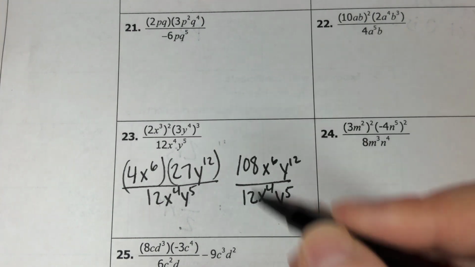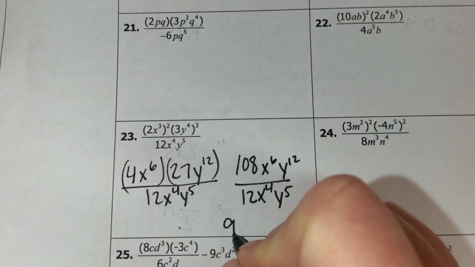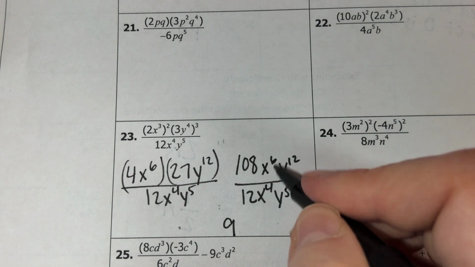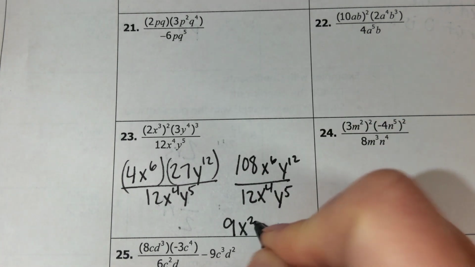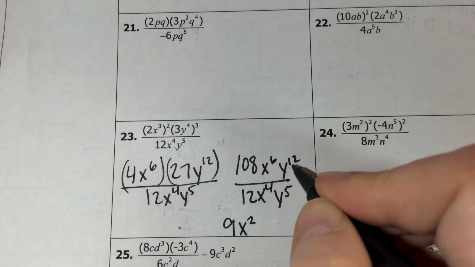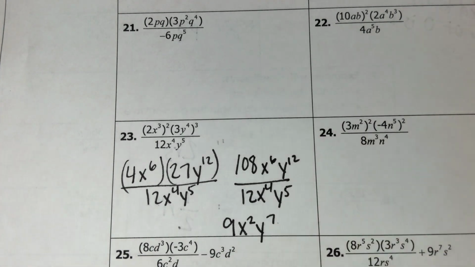So now we can do the division. So 108 divided by 12 is 9. X to the 6th divided by x to the 4th, we subtract those exponents, we get x squared. Y to the 12th divided by y to the 5th, we subtract those exponents, we get y to the 7th power.